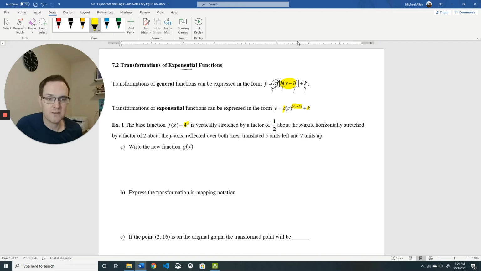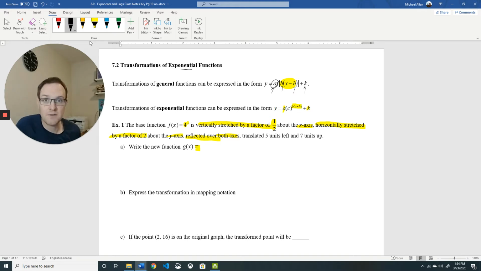In example number 1 here, the base value is 4. And then we're going to do a few things, such as a vertical stretch by a factor of 1/2 about the x-axis, which makes sense, a horizontal stretch by a factor of 2 about the y-axis, and a reflection about both axes. So we're going to do a reflection over both, and then a few translations here. I want to know what the function g of x looks like.